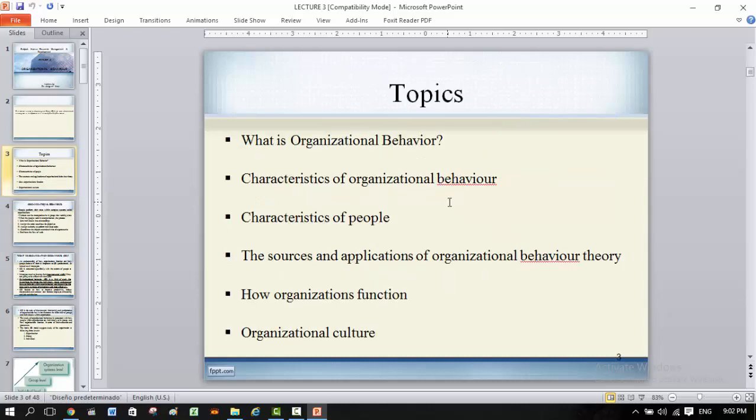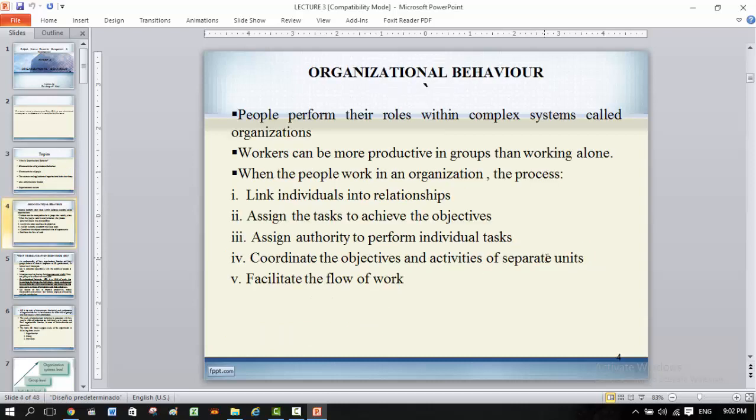The last two, how organizations function and organizational culture, will be discussed in part 2, while the first 4 topics, what is organizational behavior, characteristics of organizational behavior, characteristics of the people, and sources and application of organizational theory, will be discussed in part 1 of this unit.